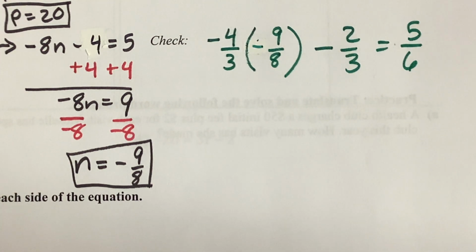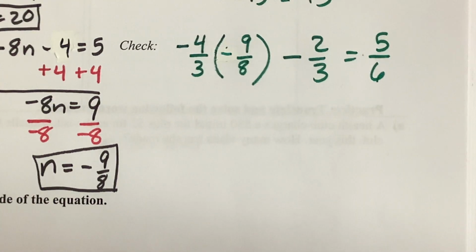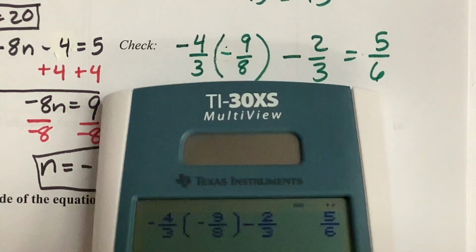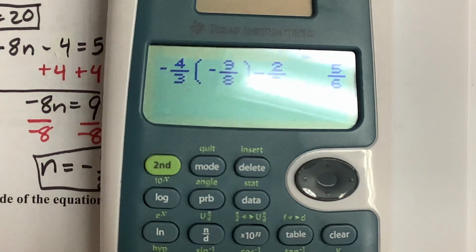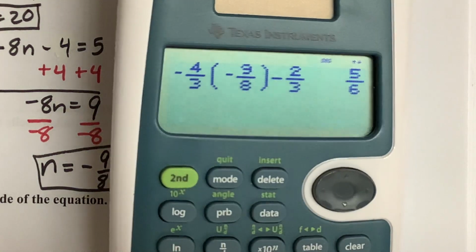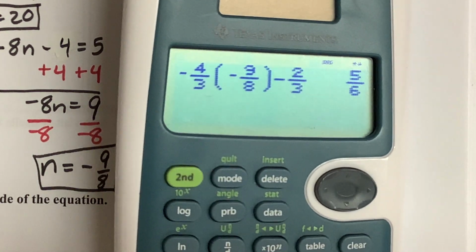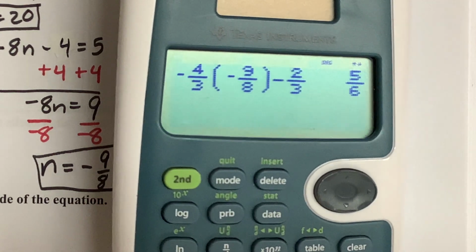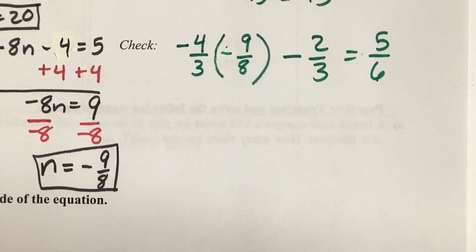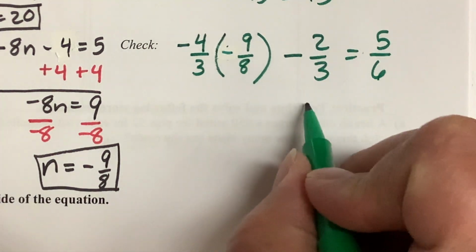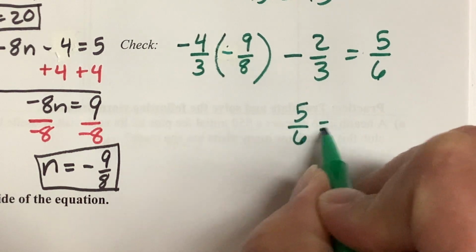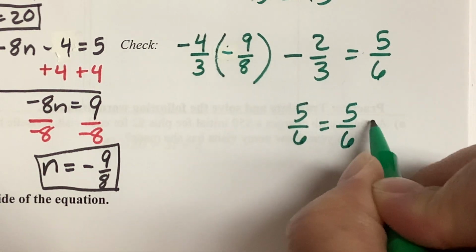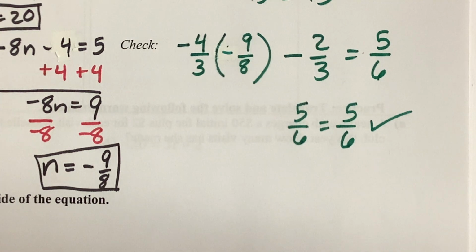And I'm going to do that on my regular calculator, because this calculator shows fractions so much better. So it was negative 4/3 times negative 9 over 8 minus 2/3. And believe it or not, I got 5/6. And that means it checks. 5/6 equals 5/6. And it checks. Yay! And there was much rejoicing.